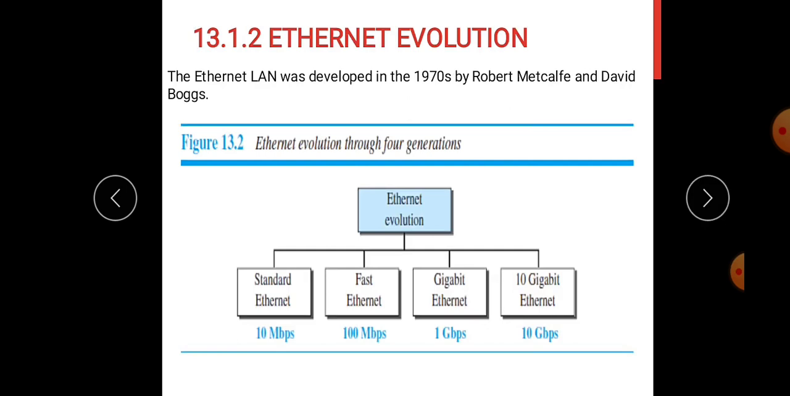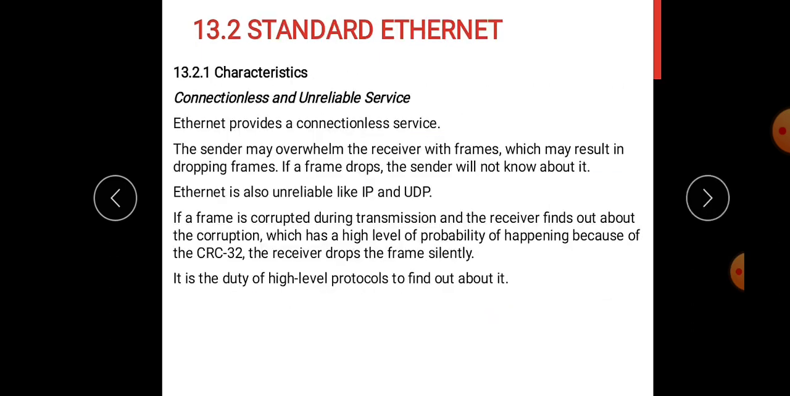The Ethernet evolution. The Ethernet LAN was developed in the 1970s by Robert Metcalfe and David Boggs. Since then, it has gone through four generations: standard Ethernet at 10 Mbps, fast Ethernet at 100 Mbps, gigabit Ethernet at 1 Gbps, and 10 gigabit Ethernet at 10 Gbps. Next we will discuss each of these one by one.